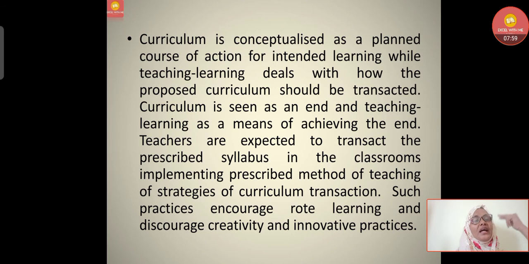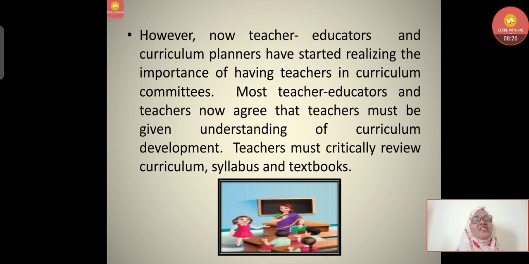Earlier, whatever kind of practice was there, it used to discourage creativity and only encourage rote learning, because the teacher was not given any chance of analyzing what kind of curriculum should be there. Whatever curriculum was given, they used to give it to the students. They used to teach the students to have that rote learning. There is no creativity and innovative practice.